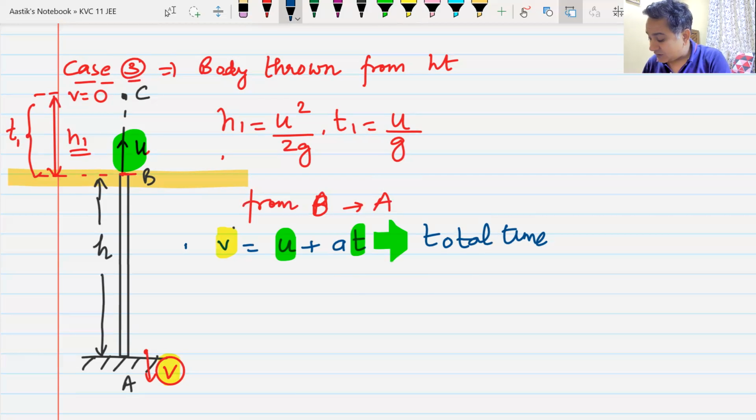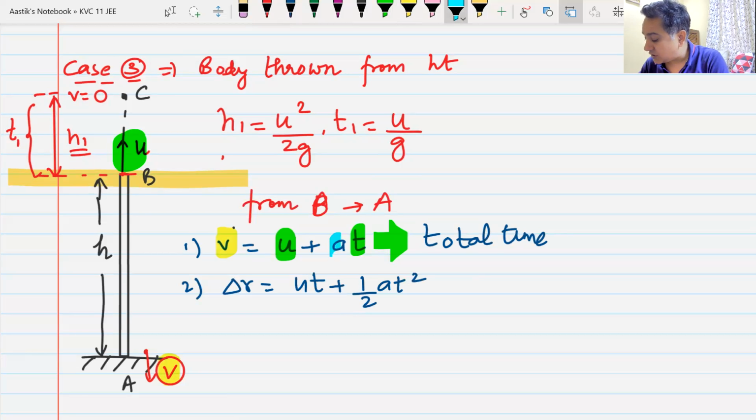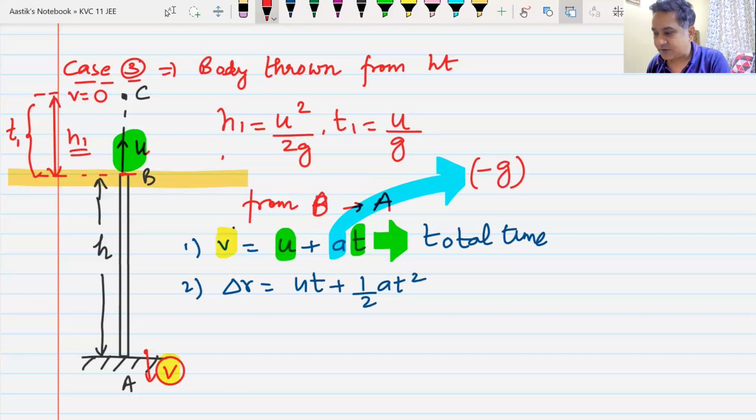You can apply the second equation as well if you want. Second equation will be like this. Delta R is equal to UT plus half AT square. Oh, I forgot the value of A. How much is A? Acceleration, my dear friends. Minus G. G is always downward, so it is minus G. Please remember that, my dear friends.